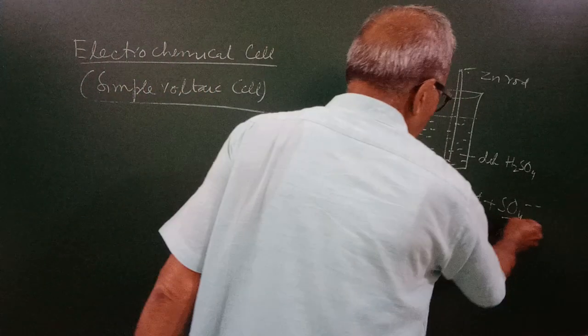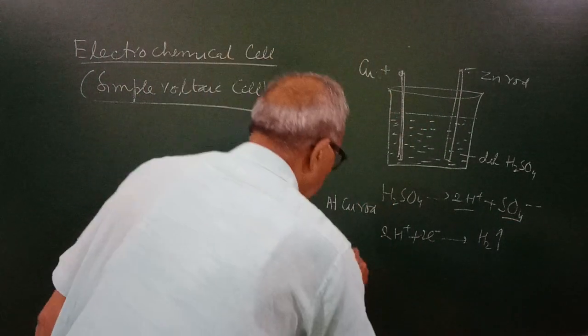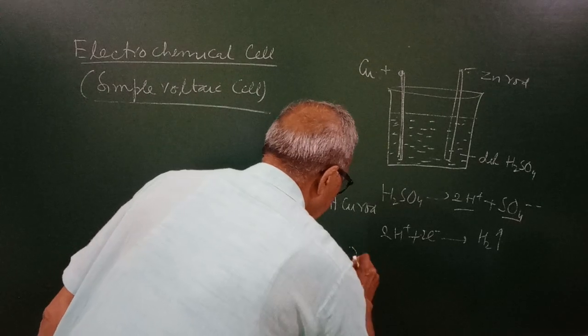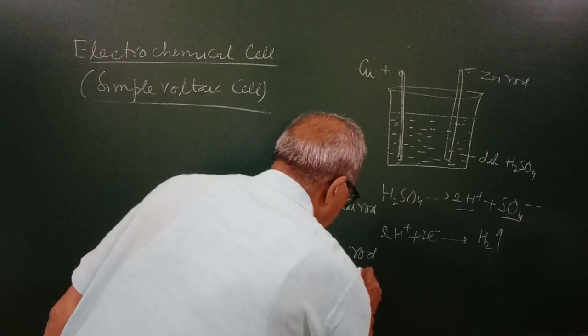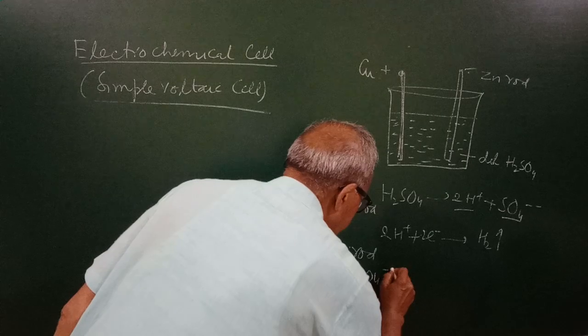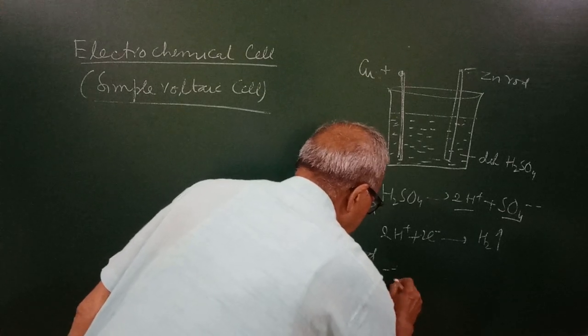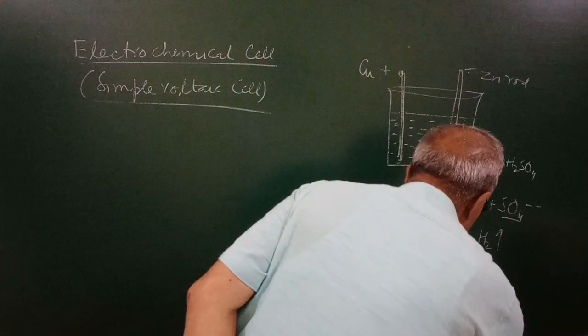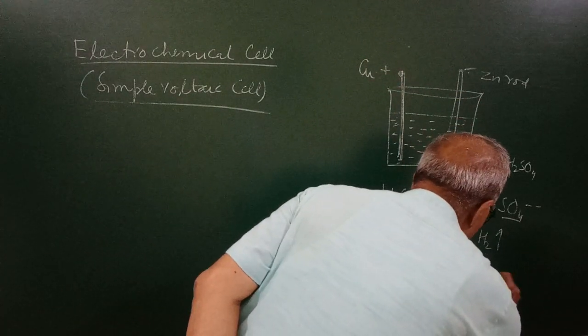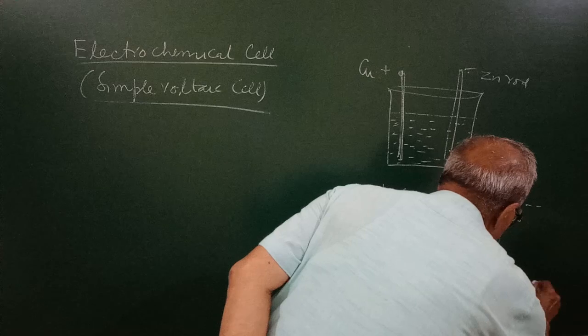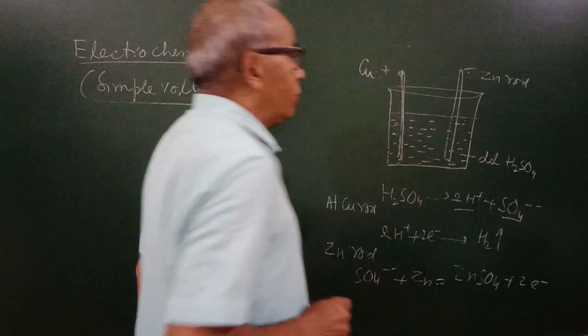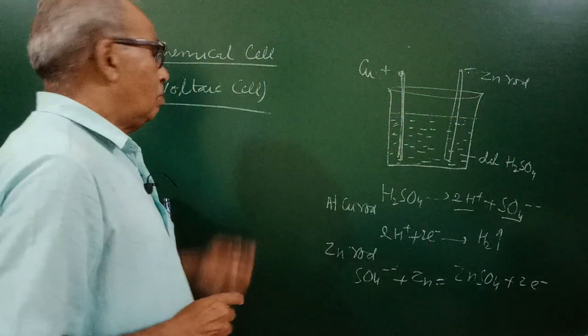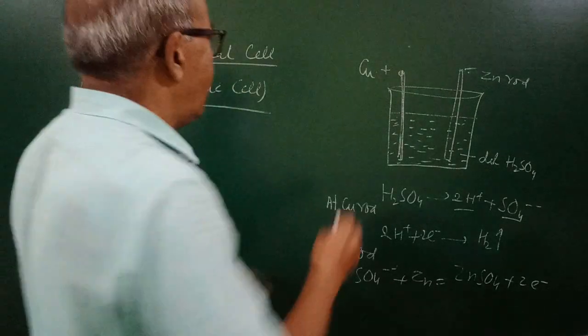And the SO4 2- ion goes to the zinc rod. At the zinc rod, SO4 2- ion plus Zn gives ZnSO4 plus 2 electrons to the zinc rod. That way zinc becomes the negative terminal, and it is reconnected.